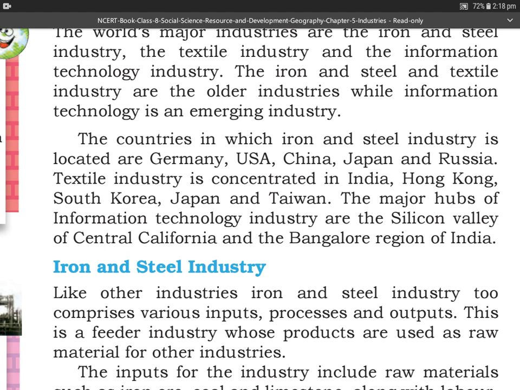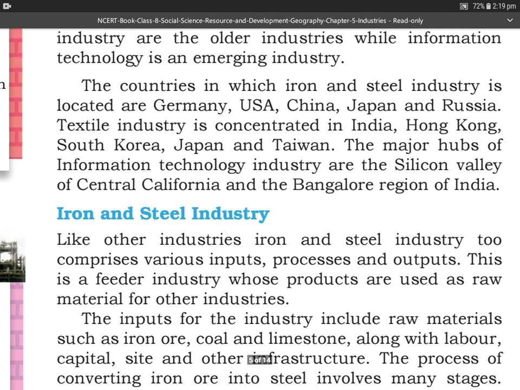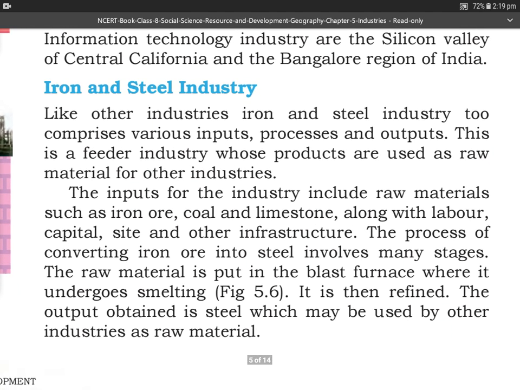So now we will understand one by one all these three major industries. No doubt in your new book they have not given detailed information about IT industries, but for your understanding I will explain in short. So let us start with iron and steel industries.